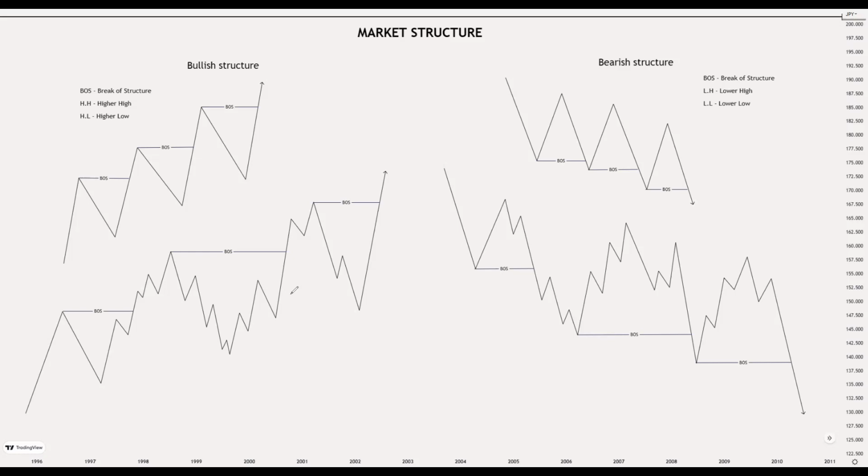I'll be mentioning some few things here. I was also mentioning these at the beginning: things like break of structure, internal structure, external structure, change of character. Those are the other things I've been mentioning.